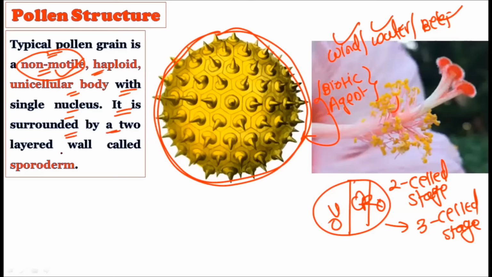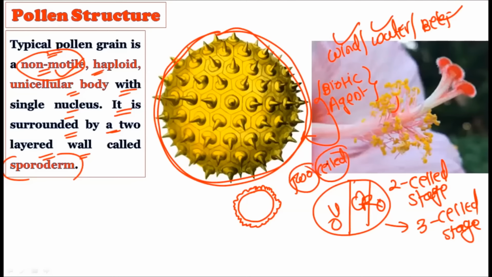It is surrounded by two layers, which is called the sporoderm. Basically there are two walls present around the pollen grain, and these two walls together constitute the sporoderm. So the pollen grain has a two-layer boundary. The outer one you already know, it is called the exine, while the inner one is called the intine. Together they constitute the wall, and this wall is described as the sporoderm.